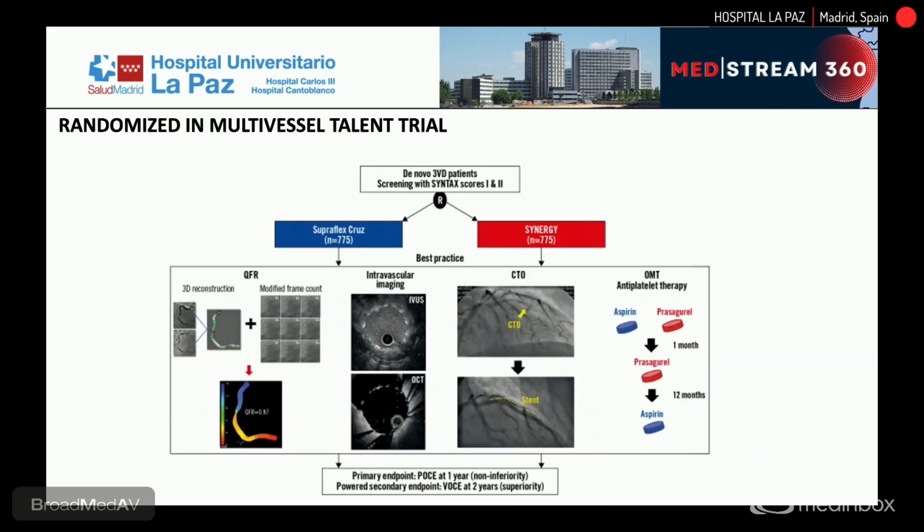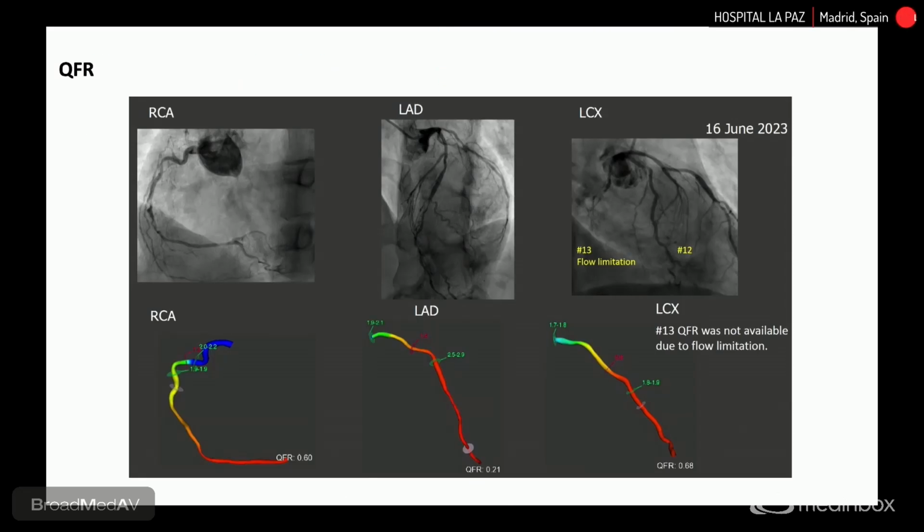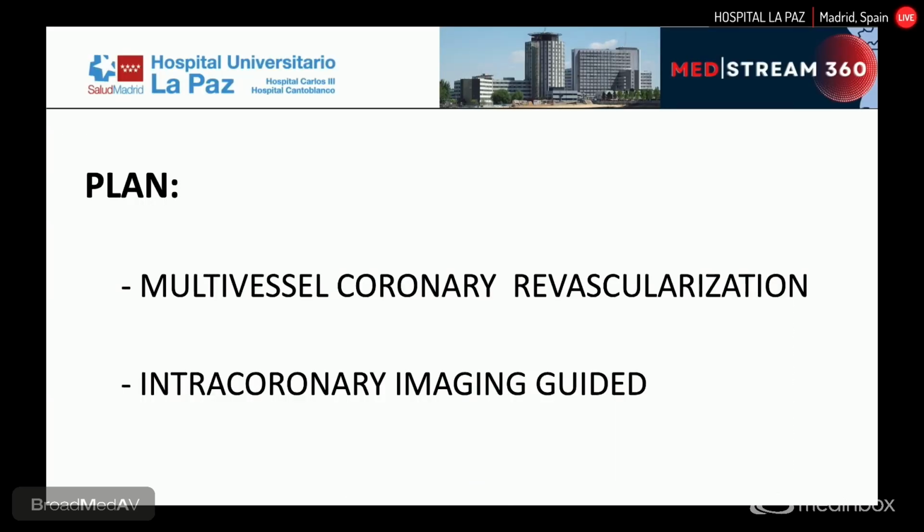The patient was enrolled in the Multivessel TALENT study, which randomizes patients to receive either Ultimaster, Supraflex Cruz, or Synergy stent, guided by intracoronary imaging for multivessel disease based on angiography-derived QFR. Today, the plan is to perform a multivessel percutaneous coronary revascularization guided by intracoronary imaging.